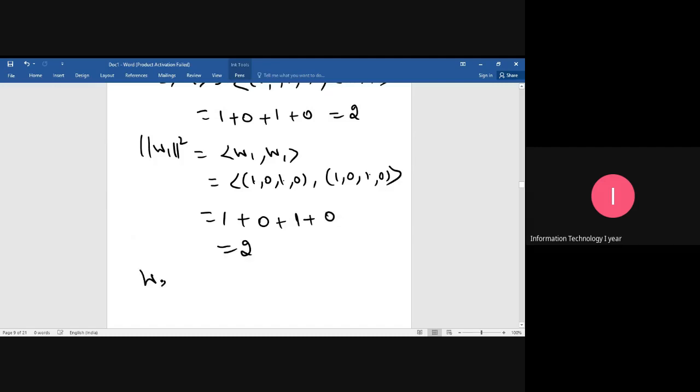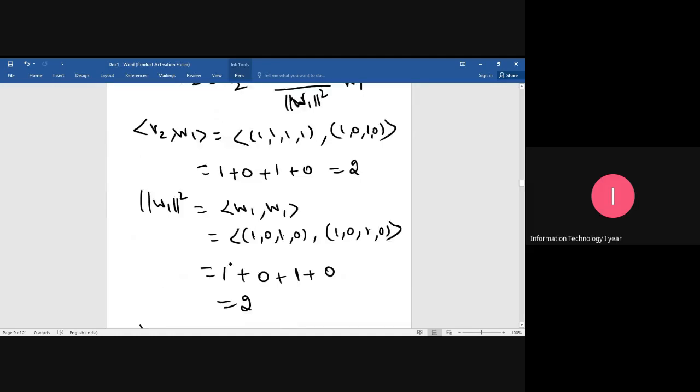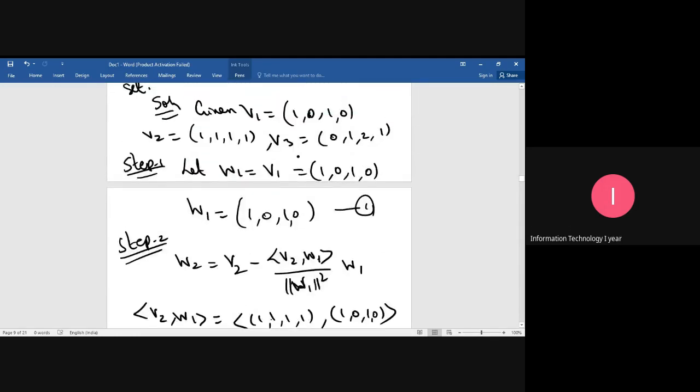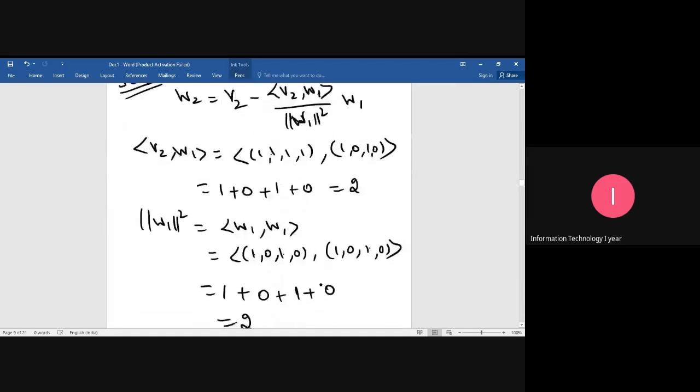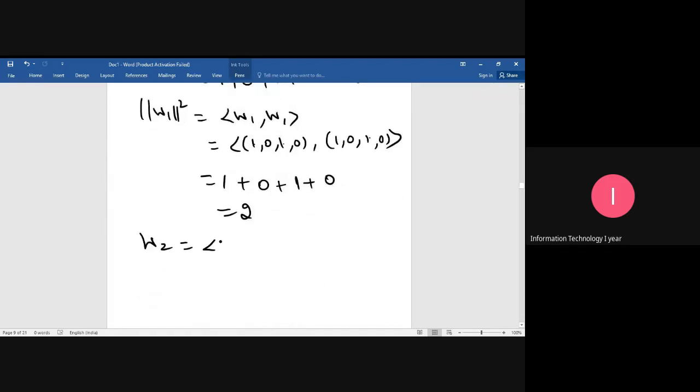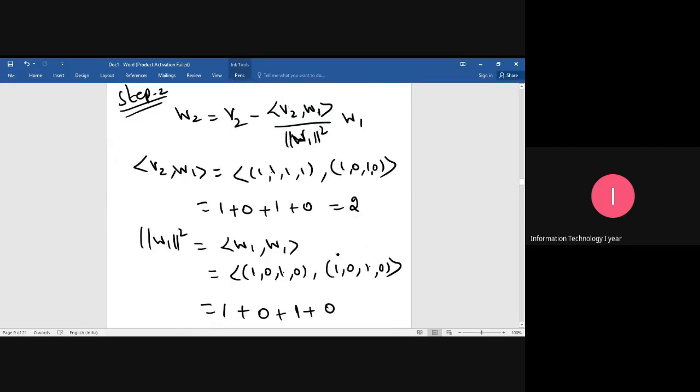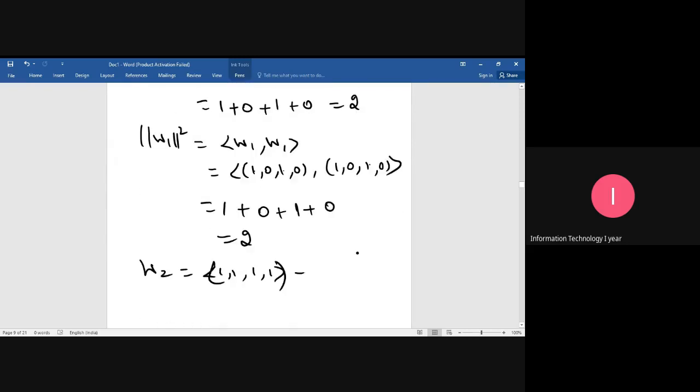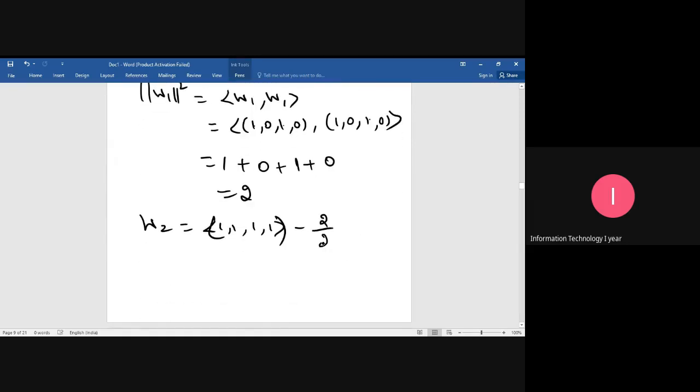Okay, so therefore W2 is equal to, the W2 formula says V2. V2 is what? 1, 1, 1, 1. This is V2 minus, V2 vector minus, the formula says inner product of V2, W1, it is 2, divided by 2, norm W1 square, into W1. W1 is 1, 0, 1, 0. Okay, so what is that? The 2 will be getting cancelled.